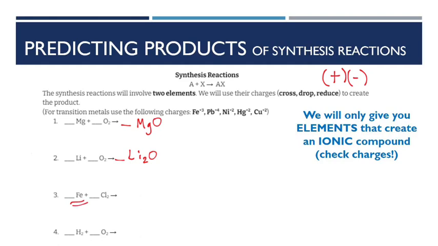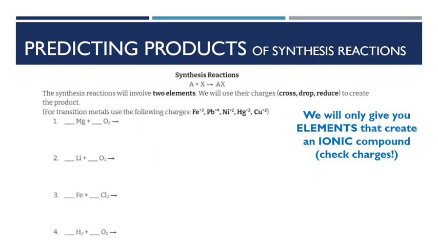If I look at the periodic table, I can't tell what iron's charge is, but we will tell you what charge it's going to have in that kind of area, just like what we've done here. So iron likes to have a +3 charge, so we're going to treat it like a +3. Chlorine is a -1, so we're going to put iron before chlorine. And when we cross, drop, reduce, that 3 from the iron is going to be crossing over onto that chlorine.